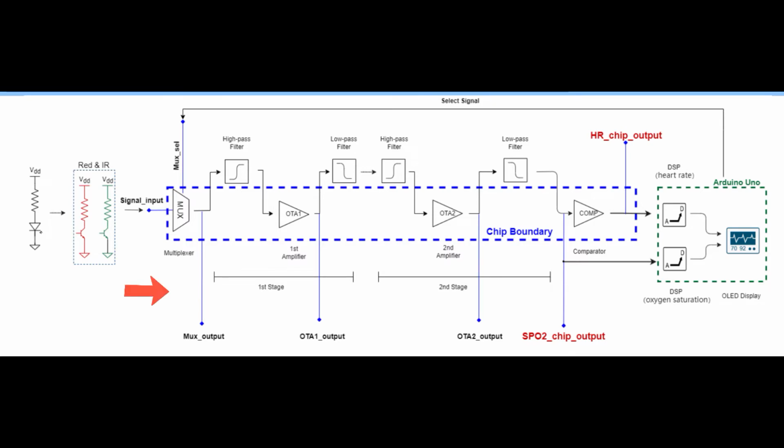We designed three stages, two OTAs and one comparator. To acquire purer signals, we designed high-pass filters with a cutoff frequency of 0.5 Hz and low-pass filters with a cutoff frequency of 4 Hz, corresponding to human heart rates from 30 to 240. After 2 times of amplification, we use an analog comparator to convert the analog output to digital output. The analog output is used to calculate SpO2, and the digital output is used to calculate heart rate.